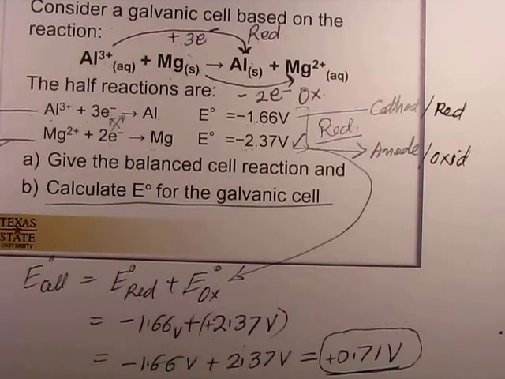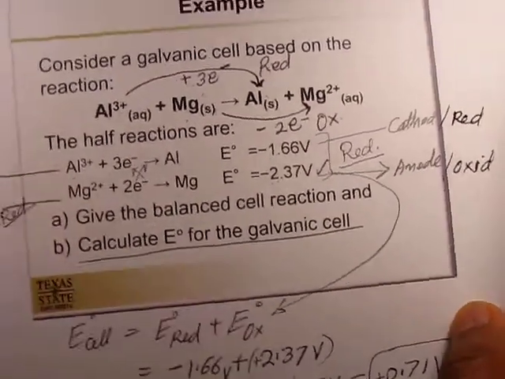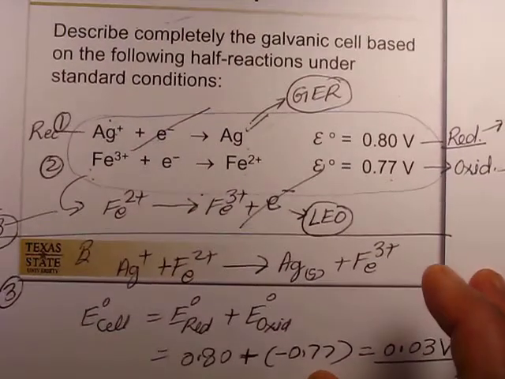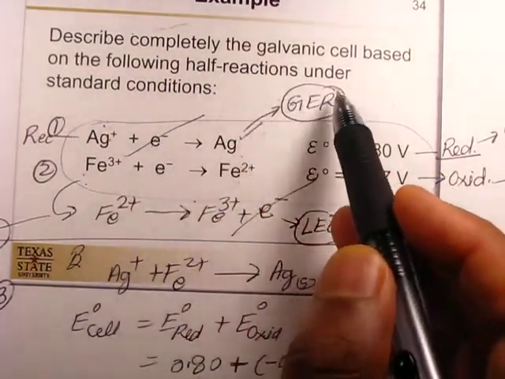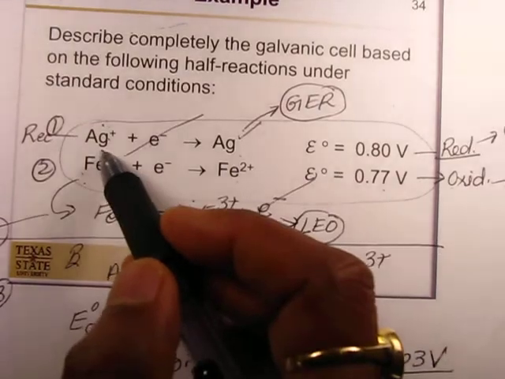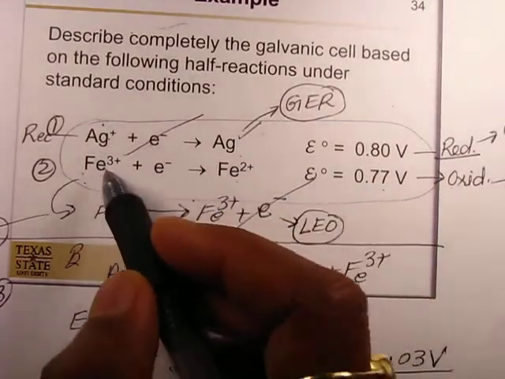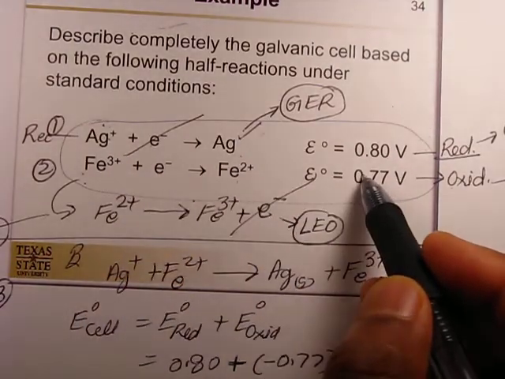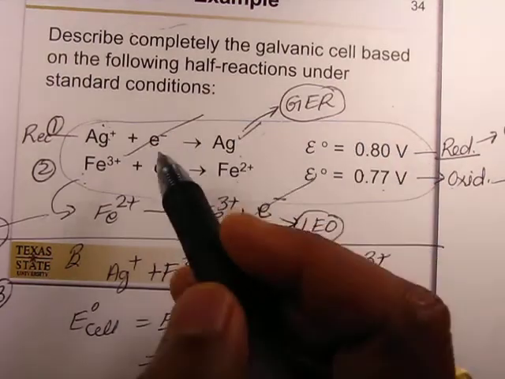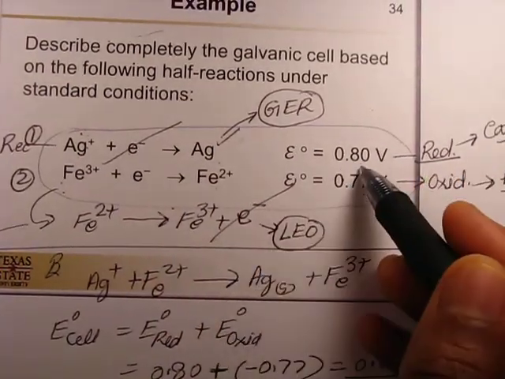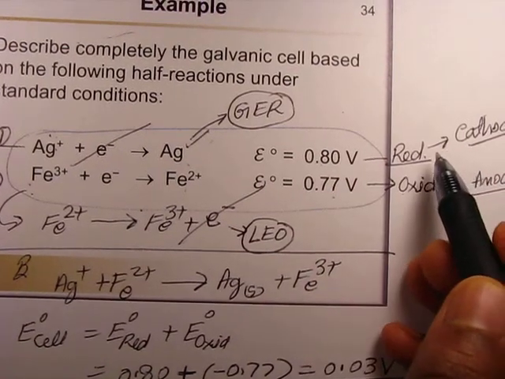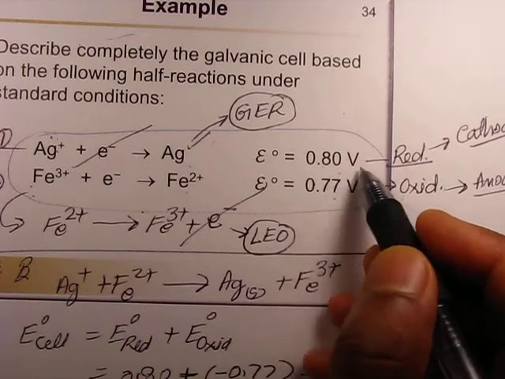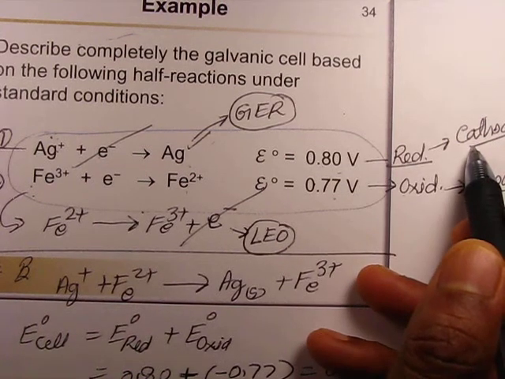Let's see one more, the last example, number 4. Here we have these two reactions. Describe completely the galvanic cell based on the following half reactions under standard conditions. Silver reduction potential is given and iron reduction potential is given. Which one will become the cathode, which one will become the anode? Based on the values, the higher or bigger value of reduction potential will become the cathode.